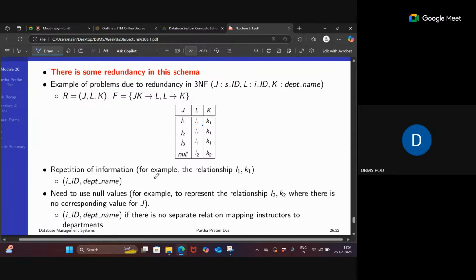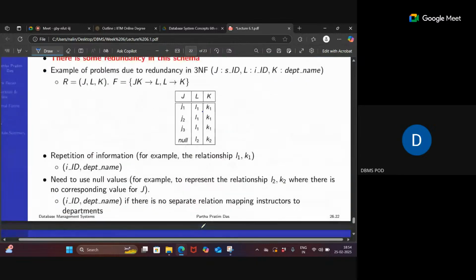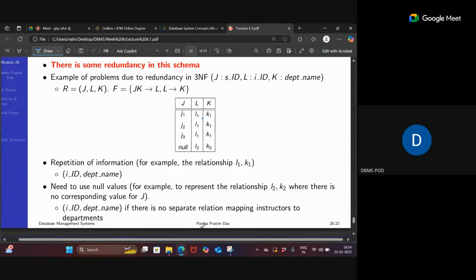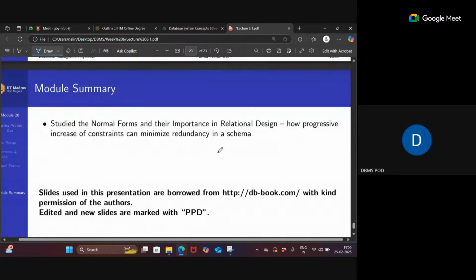The repetition of information, for example the relationship L1 K1, that is IID and department name, is redundancy. We also need to use null values, for example to represent L2 K2 where there is no corresponding J, no corresponding SID. We have to represent that using null values if there is no separate relation. So in 3NF some redundancy will exist, but our decomposition will be lossless join and dependency preserving.